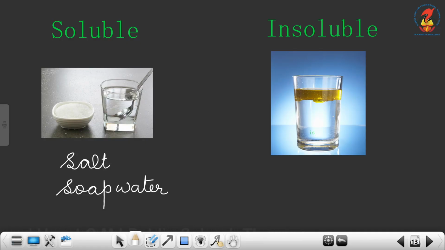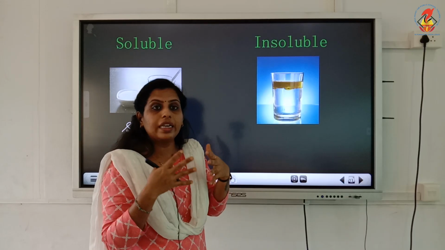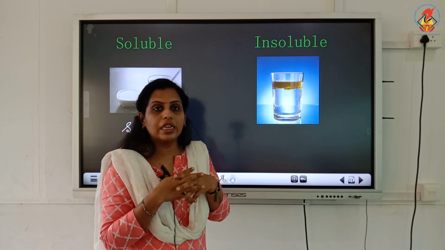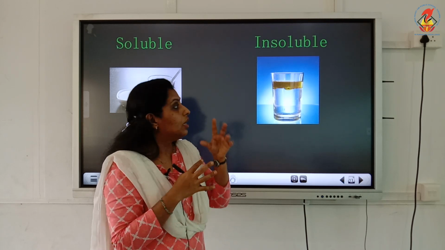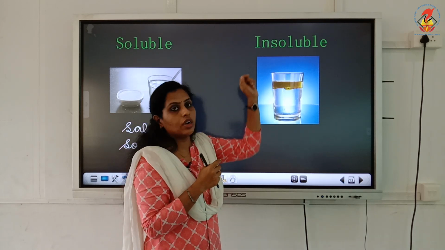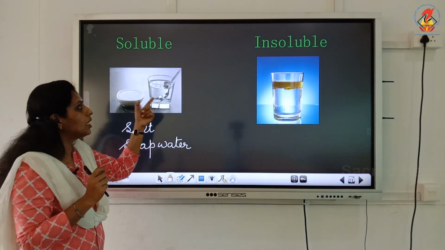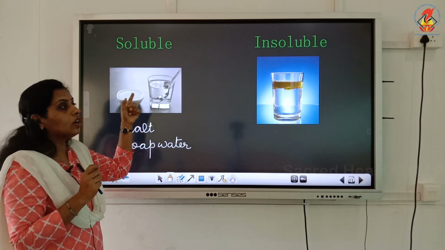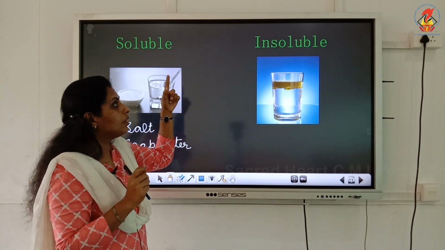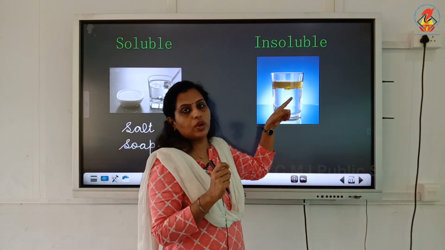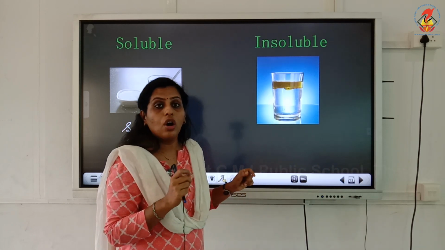Like oil, you can see when I poured a spoon of oil into the water, it is floating on the top of the water. It's not getting mixed with the water. It's not getting dissolved in the water. Such kinds of things are called insoluble things. Things which get mixed up with the water are called soluble, and the things which do not mix up with the water are called insoluble.